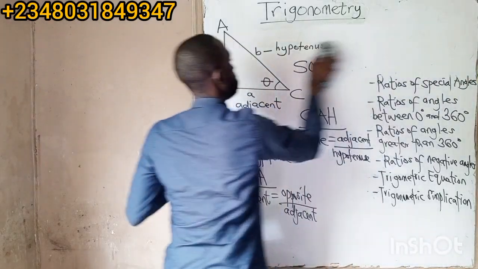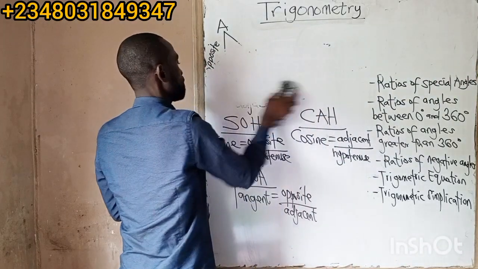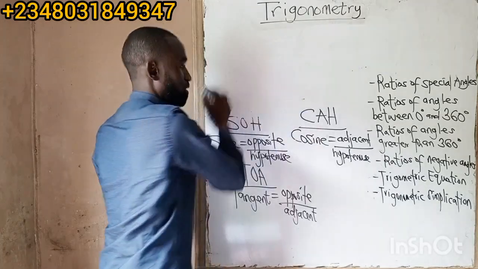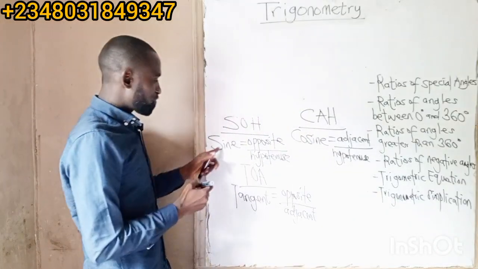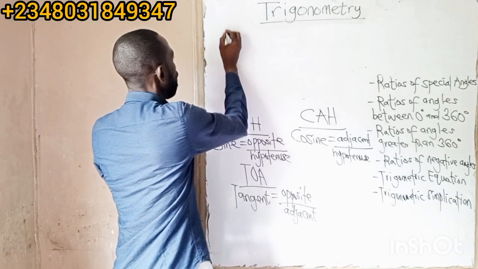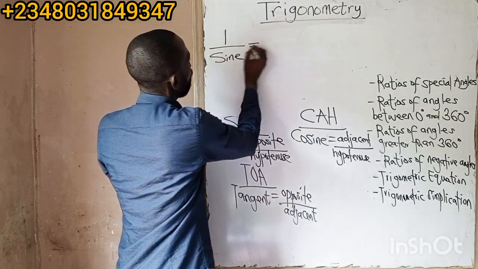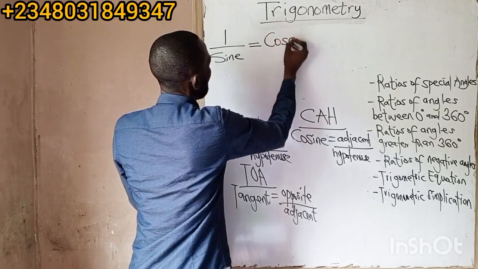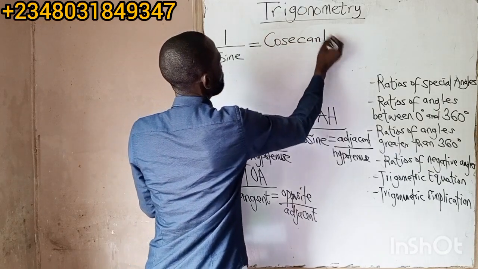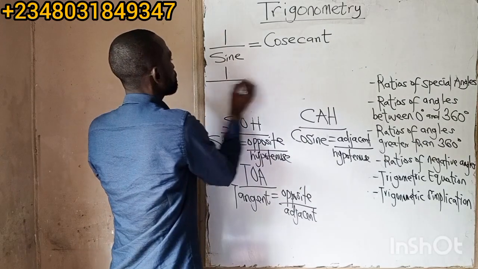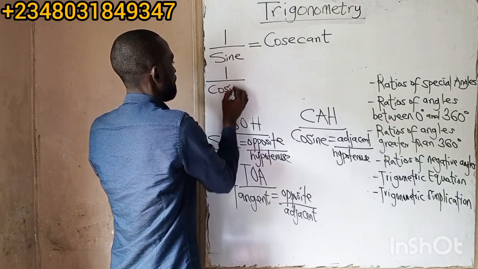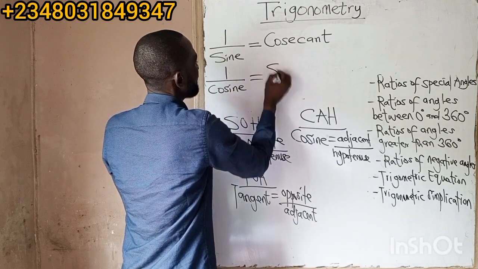Alright, so the inverse of the ratios. The first one is the inverse of sine. 1 over is the meaning of inverse. The inverse of sine is what we call cosecant. Please don't forget. Then the inverse of cosine is what we call secant.